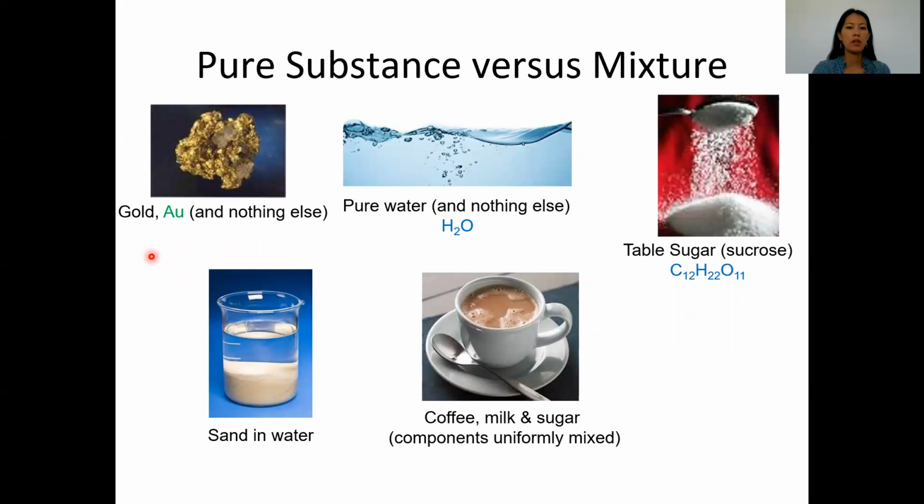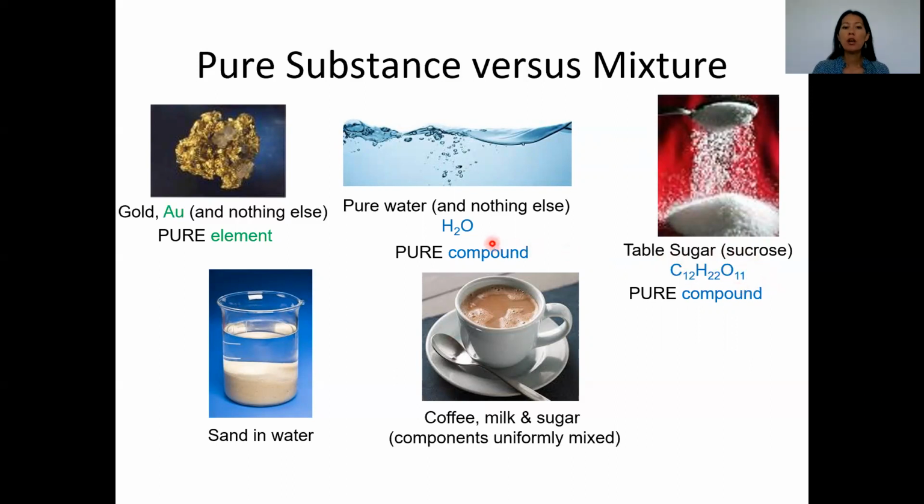Okay, so let's take a look, just kind of give you some more examples. Gold, Au, and nothing else. So that's the symbol for gold. That's a pure element. It doesn't get simpler than that in terms of a substance. An element is the simplest substance. Water, pure water, I've already talked about, that's a pure compound. Table sugar, the sugar you add to, say, your food or liquids, that's sucrose. And that's given this chemical formula. So here I'm just showing certain elements, carbon, hydrogen, oxygen, the subscripts tell you how many of those are present in that molecule. And this is actually a pure compound.